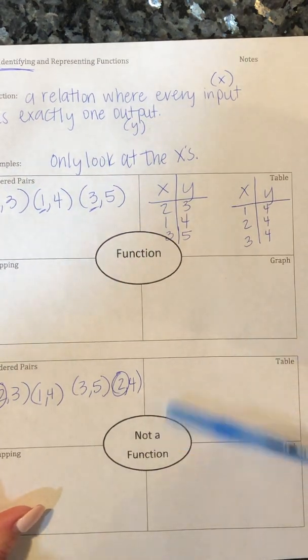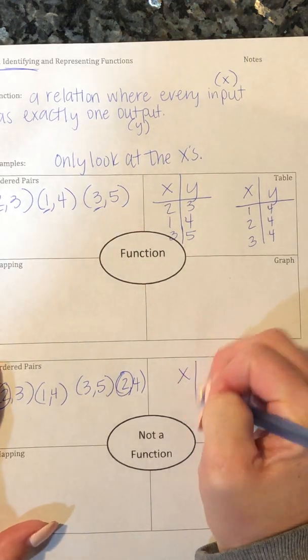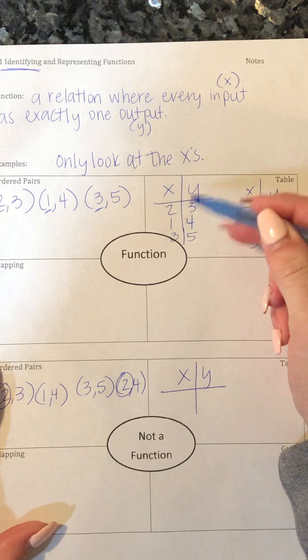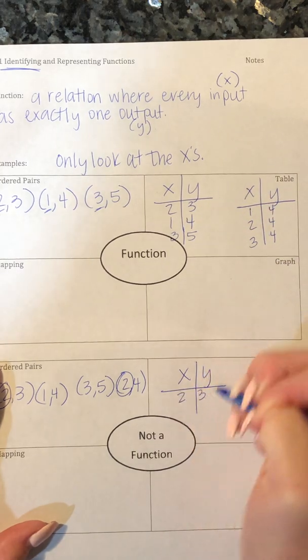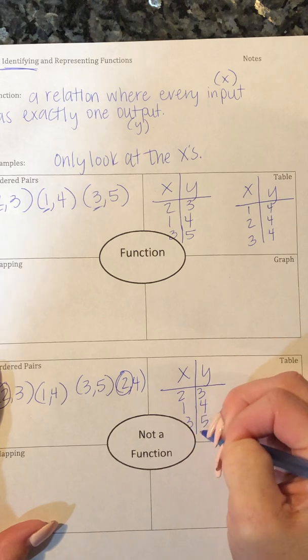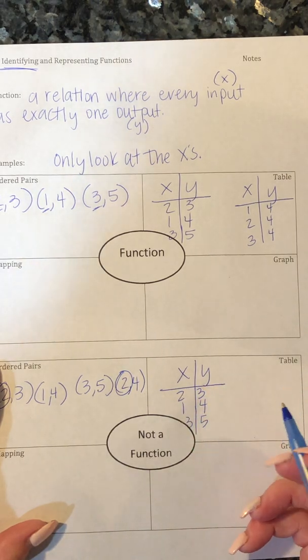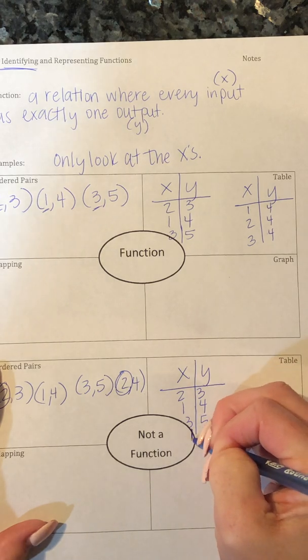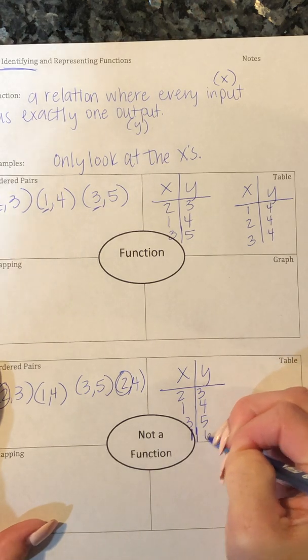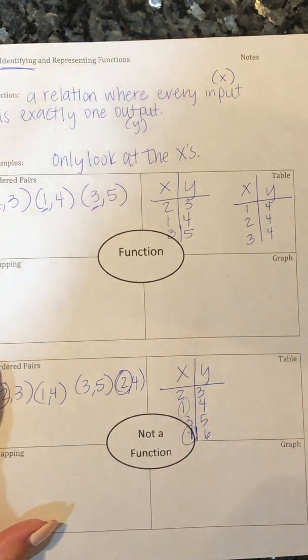So let's go down to the bottom to table and let's make it not a function. So I'm going to have my XY column. If I want to use this one, I have a 2 and a 3, a 1 and a 4, a 3 and a 5, and I could make this not a function by choosing something and repeating it in the X column. So like I could choose 1 and put like 6. So here I have a 1, 4, and here I have a 1, 6, and they cannot repeat themselves.